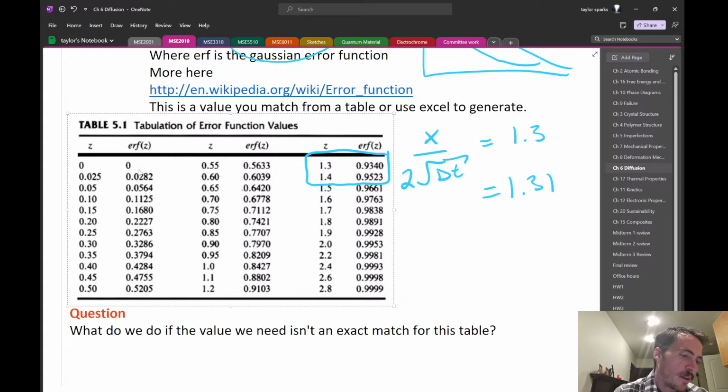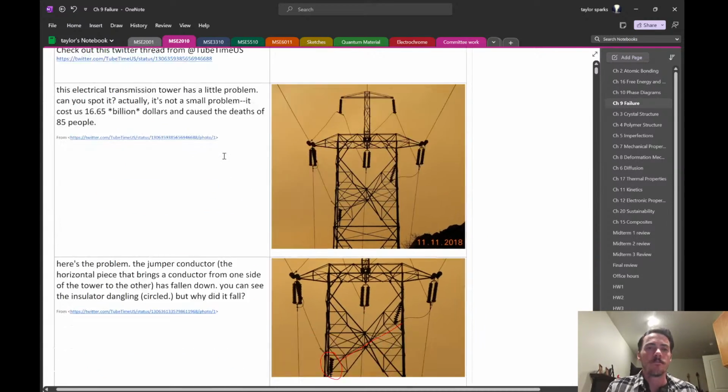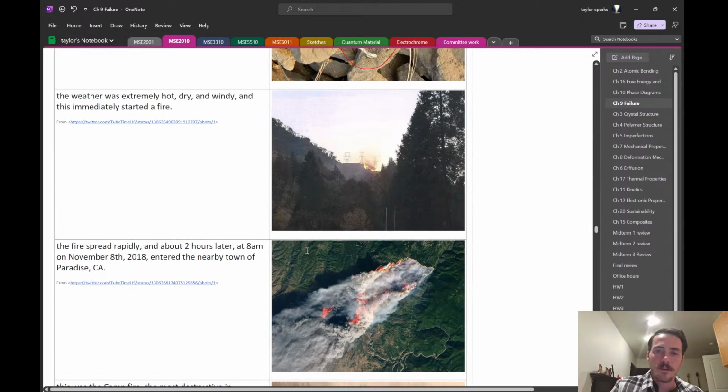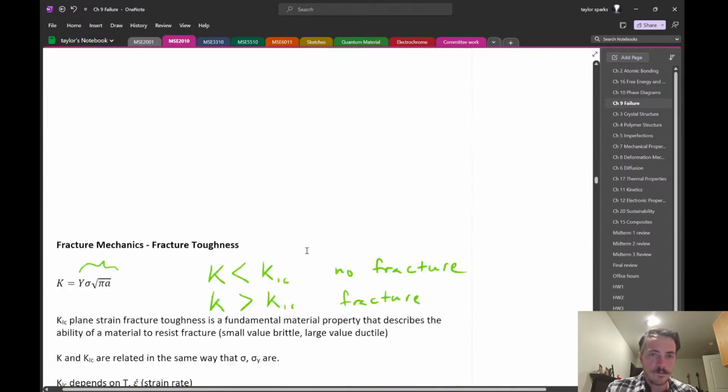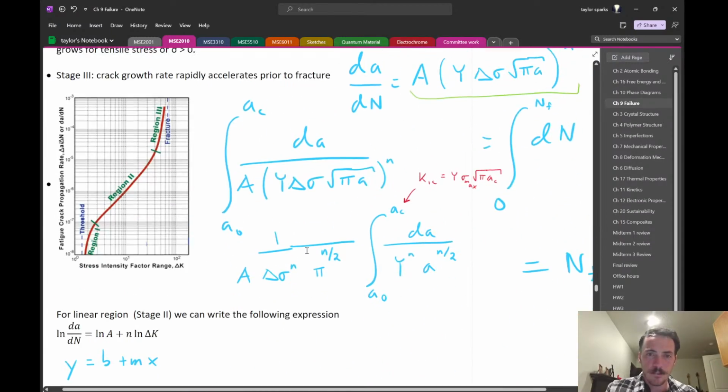What will dA reduce to in the crack growth equation? So if you come back over here to chapter 9 on failure and we go to crack growth, let's take a look at it. If we scroll down to when we learned about crack growth, where is it? When we separated the variables and integrated both sides, right here.